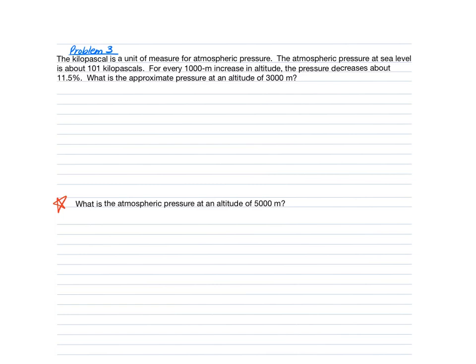So the kilopascal is a unit of measure for atmospheric pressure. The atmospheric pressure at sea level is about 101 kilopascals. For every 1,000 meter increase in altitude, the pressure decreases about 11.5%. What is the approximate pressure at an altitude of 3,000 meters? Okay, so let's start with the same model, y equals a times b to the x. Our initial pressure is 101, so this is our A.